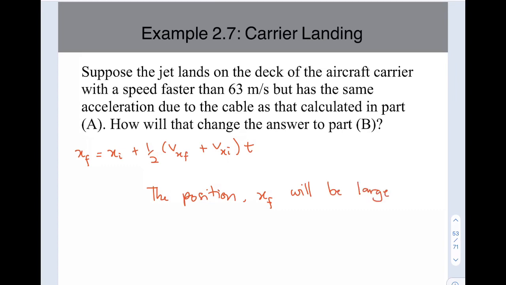How big? We don't know. We cannot calculate because the value is not given. It's just that it is faster. So the indication of this is directly proportional. If this one is bigger, then this one is also going to be bigger or larger.